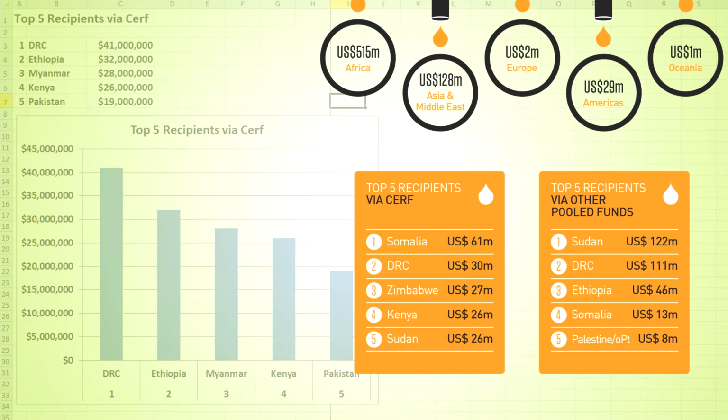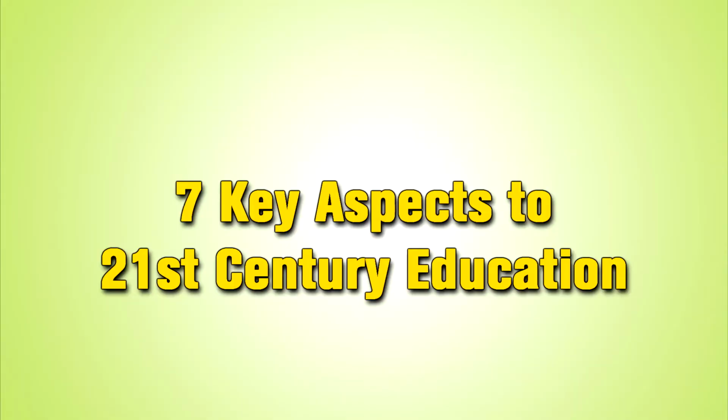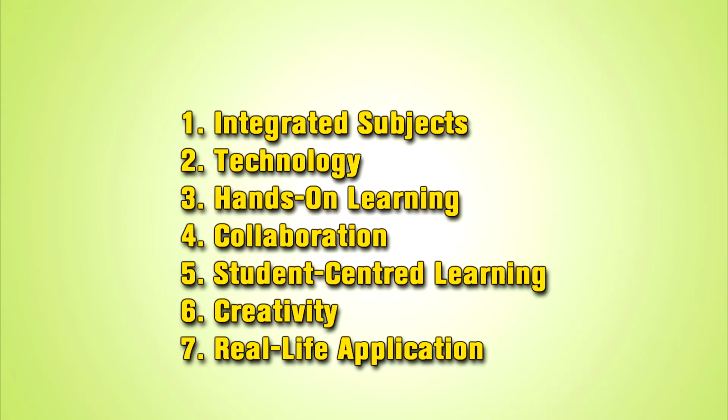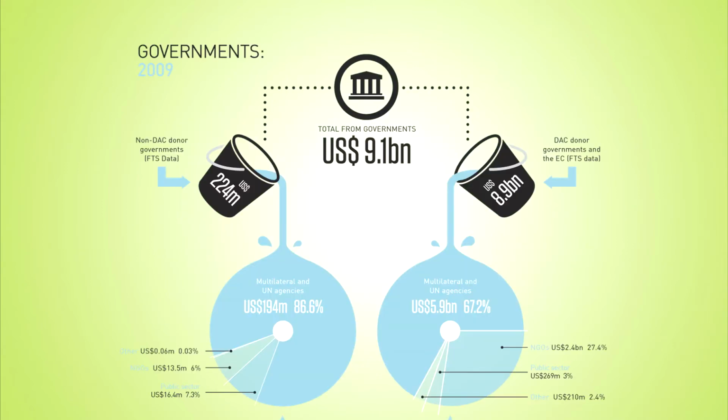They cover all of the aspects of 21st century education. If you see my previous videos about 21st century education, you'll know that Pear Tree Education advocates 7 key elements: integrated subjects, technology, hands-on learning, collaboration, student-centered learning, creativity, and real-life application, which includes entrepreneurship. Infographics really do justice to these requirements.